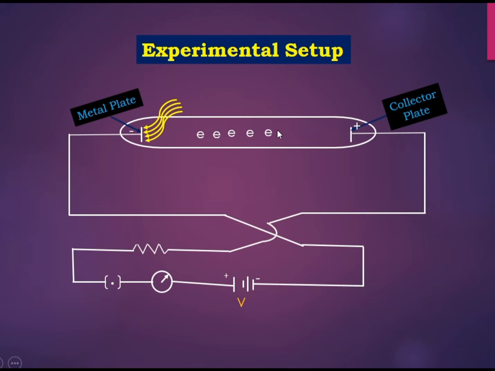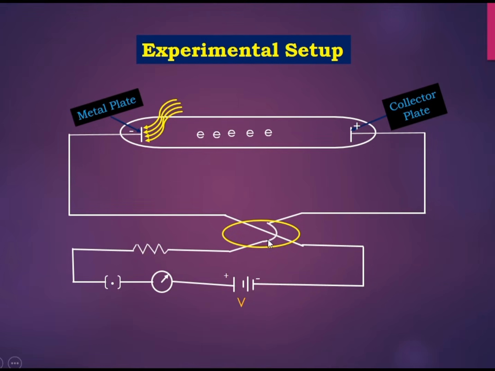these electrons, which are negatively charged, will get attracted towards the collector plate, and that is why it is called the collector plate, because it is collecting these electrons towards it. When these electrons reach this collector plate, the current will start flowing in this entire circuit. This current is called the photoelectric current.